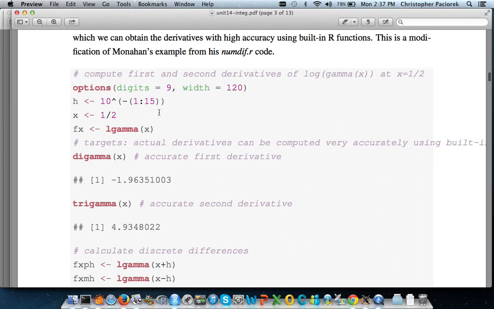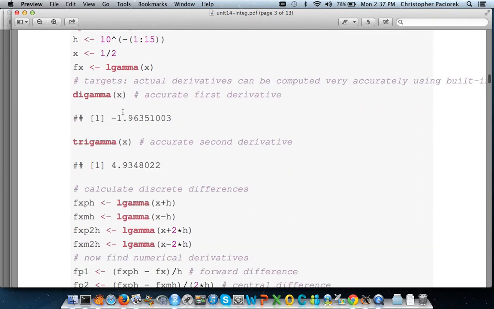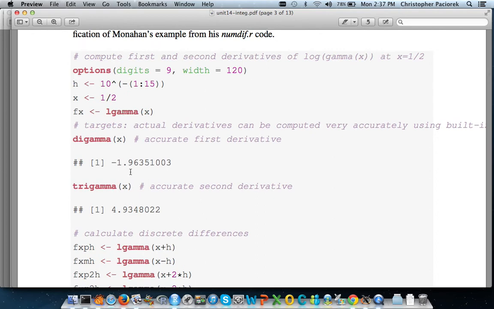So the idea is we actually have a pretty accurate estimate of the first derivative of the log gamma function, in this case at the point x equals 1/2. We have a pretty accurate estimate of that using the digamma function and the trigamma function, but we're going to pretend for the moment that we don't actually know that, and we're going to try and use numerical methods to estimate the derivative by doing the whole x plus h and that whole business.